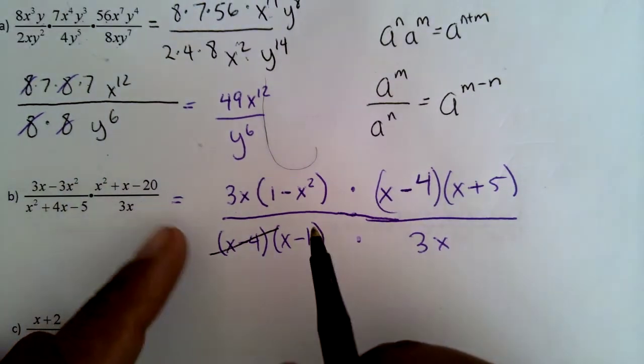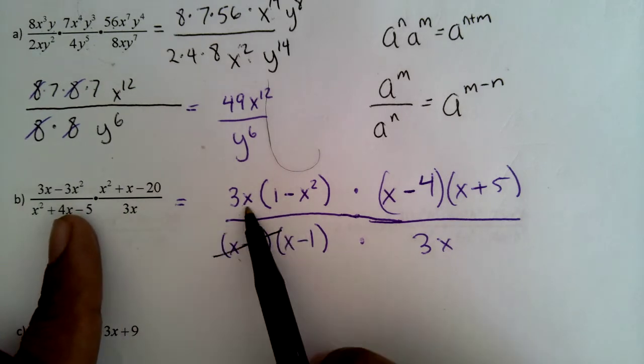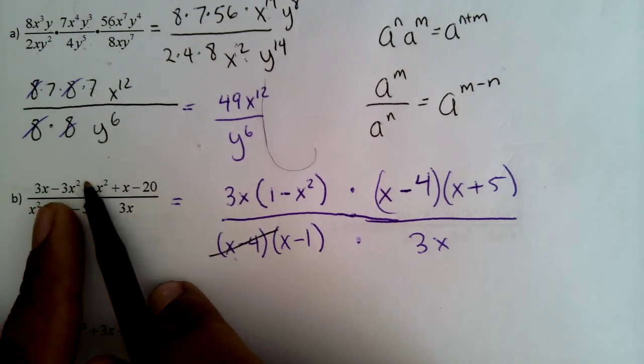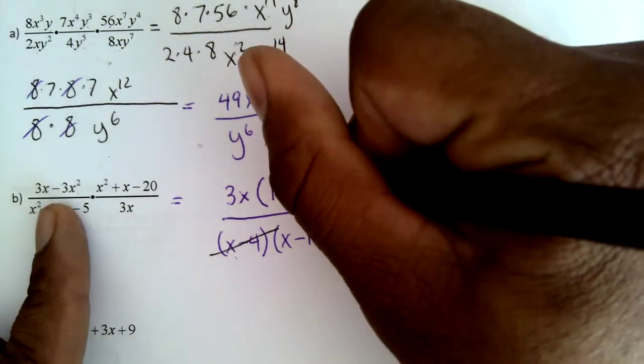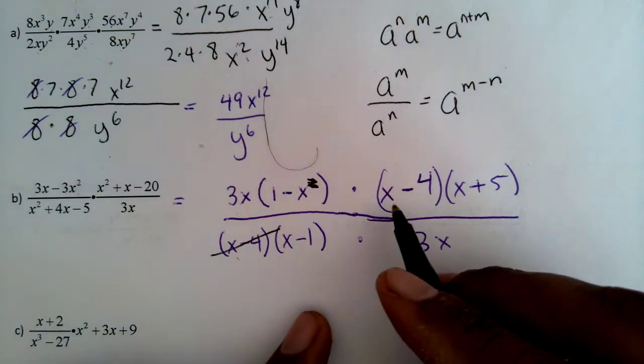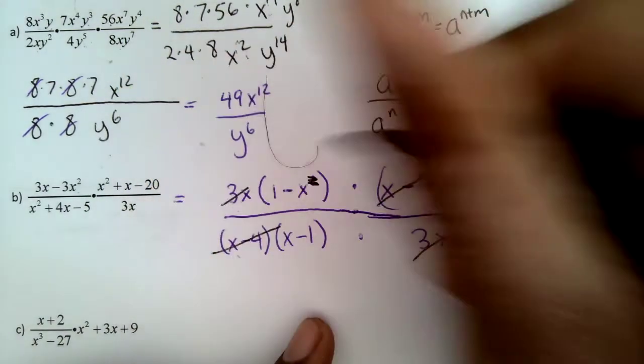And I did make a small mistake up here. If we look right up here, I factored out the 3x. I never ended up factoring out that x squared. I factored out one of those x. So this is 1 minus x. Let's go ahead and just clean that up real quick. All right, so we got our x minus 4s canceled out, our 3x's.